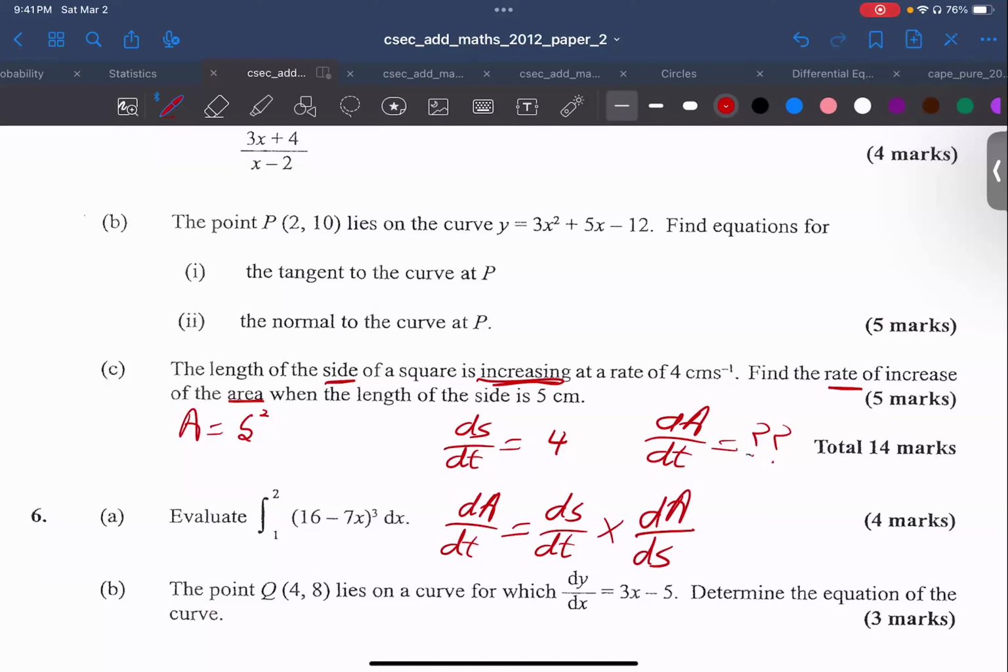So that is how you do it. You kind of fill in the blanks when it comes to rates of change. So let me repeat that, right? I'm going to erase what I had here. So I know they want dA/dt, and they give me ds/dt.